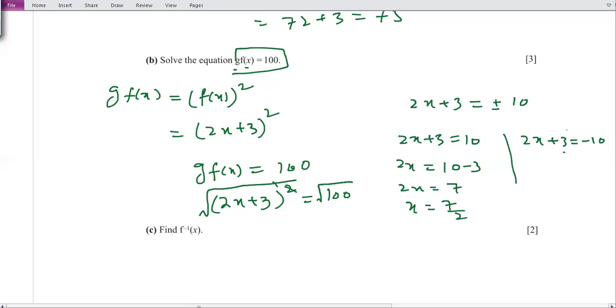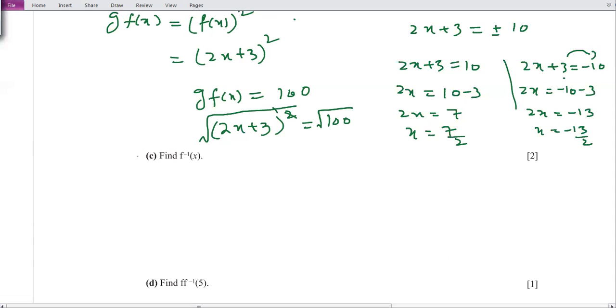And for this one, take 3 to the other side. It's 2x equal to minus 10 minus 3. 2x will be equal to minus 13. Now take 2 to the other side, so x will be equal to minus 13 over 2. So these are the two possible values for this one. Okay. Got it?